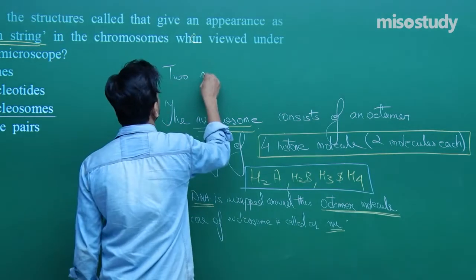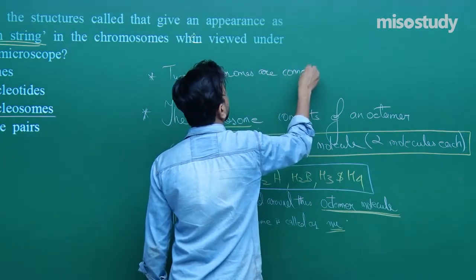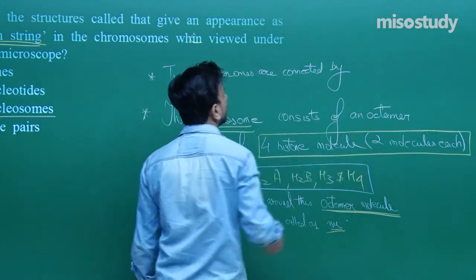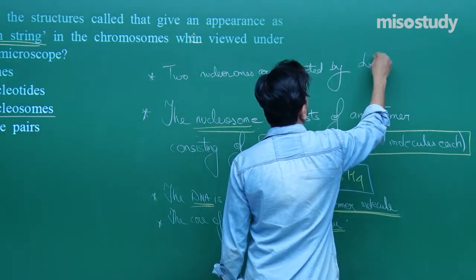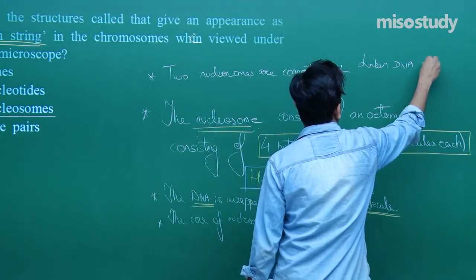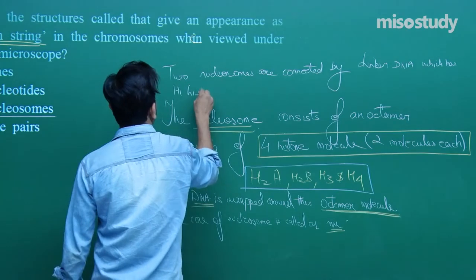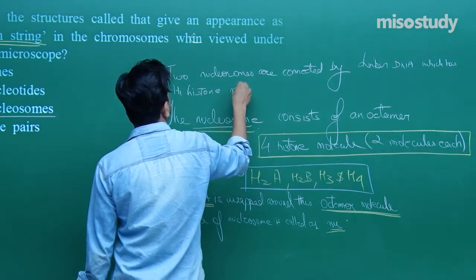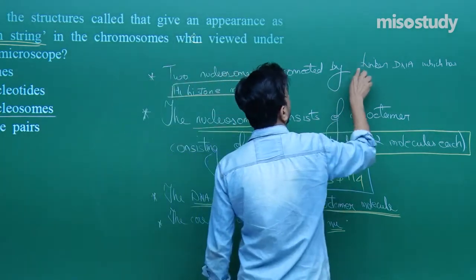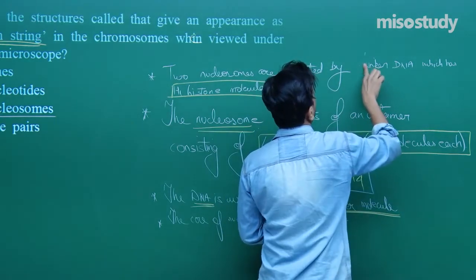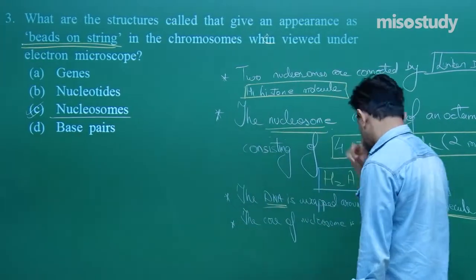Okay, so two nucleosomes are connected. Two nucleosomes are connected by linker DNA, which has H1 histone molecule. Okay, so the answer will be nucleosomes.